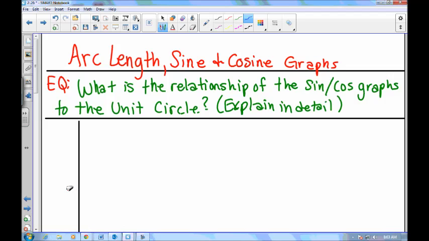Okay, so arc length is the last part of section 6-3 that we didn't get to. And then we'll be moving to sine and cosine graphs with an activity. On the notes, we're going to take some notes about arc length, and then we're going to discover something about sine and cosine with our activity. What is the relationship of sine and cosine graphs to the unit circle?